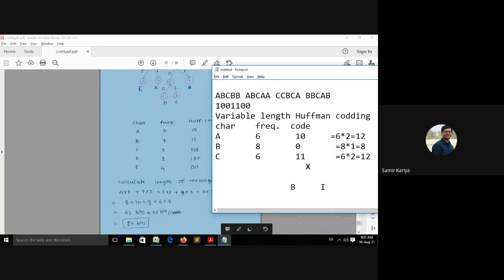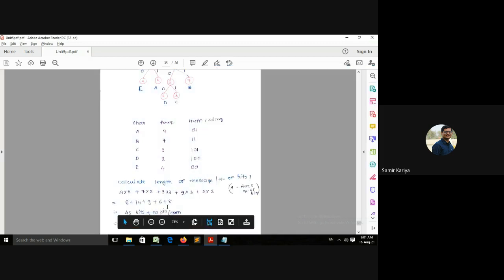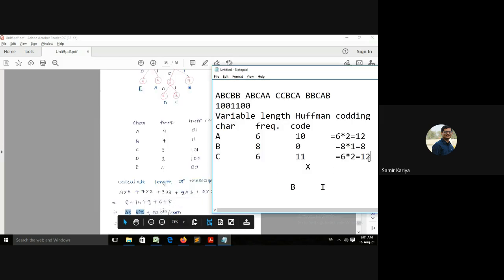So finally you will send the, I mean, it's 12 plus 12, 24 plus 8, 32 bits for the message. 32 bits for the message. Similar in this example here, it's 45. Done? Now one more thing here. We also have to send this table also.